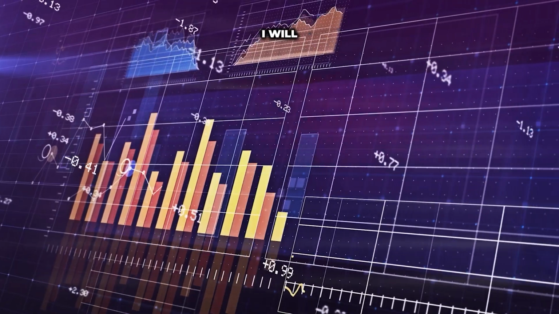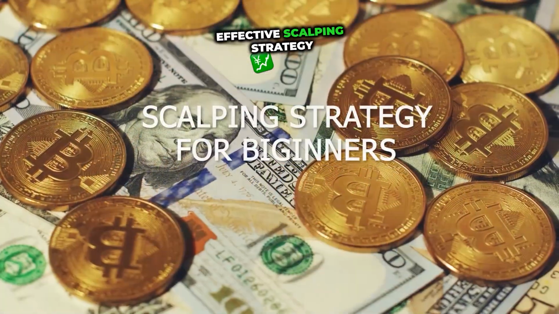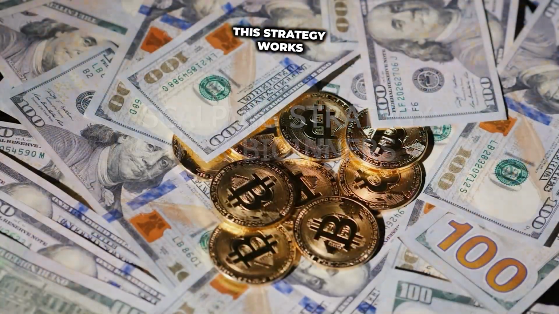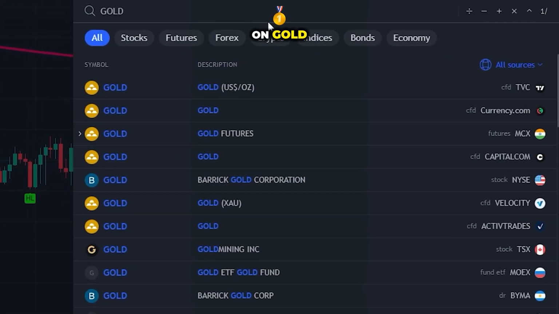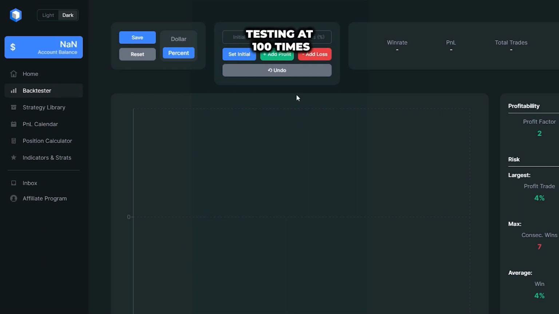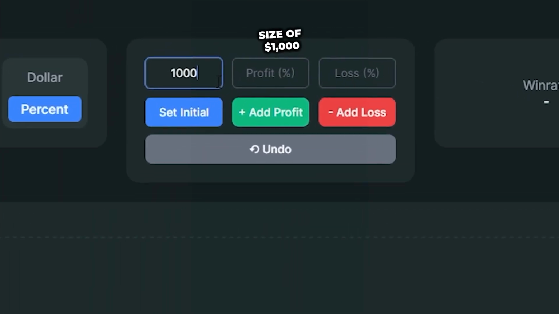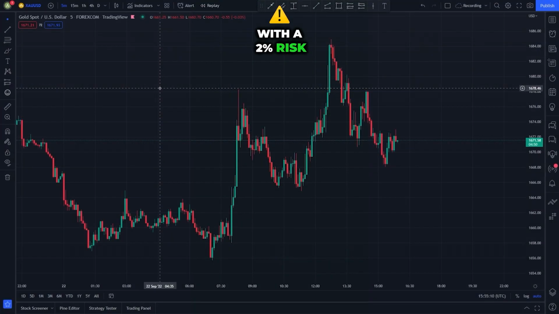In this video, I will be testing a highly effective scalping strategy for beginners. This strategy works on stocks, crypto, and Forex. I will be testing this strategy on the gold 5-minute chart. I'll be backtesting it 100 times with an initial account size of $1,000 with a 2% risk per trade.